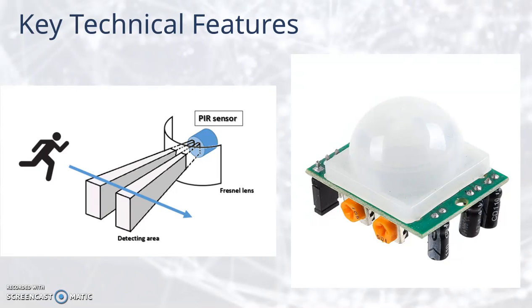The term passive in PIR refers to the fact that the sensor does not actively radiate any energy or infrared, rather it detects it within a specific range.